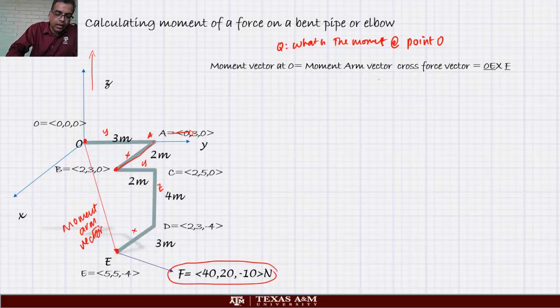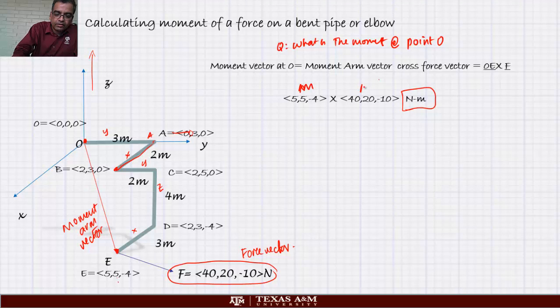And this is my force vector, and what we need to do is a cross product. My moment arm vector is O to E, which is 5 minus 4, crossed with the force vector, and the units are Newton meters. Why? This is in meters and that's Newtons, so the resulting unit is Newton meter.